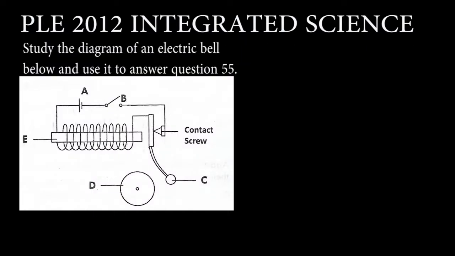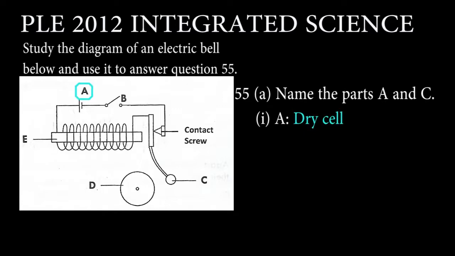Study the diagram of an electric bell below and use it to answer question 55. 55A. Name the parts A and C. A, dry cell. C, hammer.